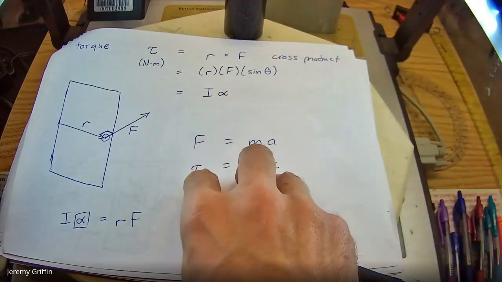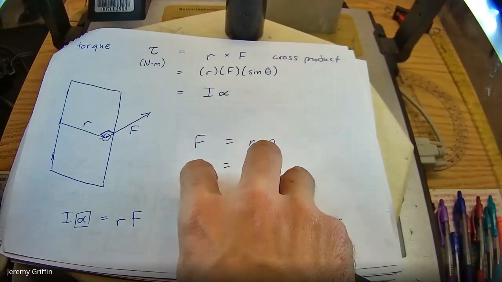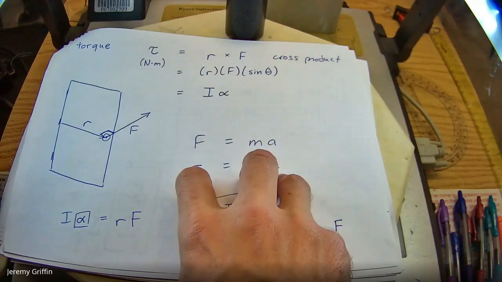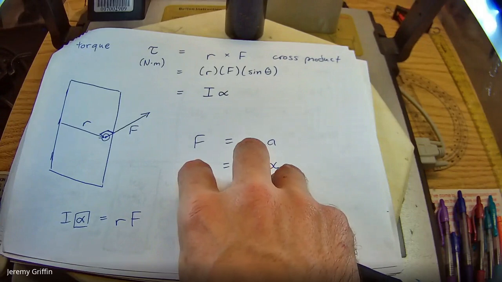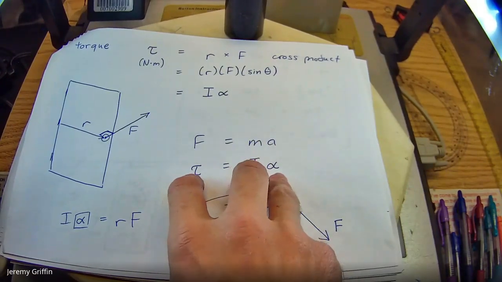And this is analogous to Newton's second law of motion. That's why I wrote Newton's second law of motion here. What this is to linear motion, this is to rotational motion. See, M is now I, A is now alpha. Okay? And force, well, that's kind of analogous to torque. Think of it that way.